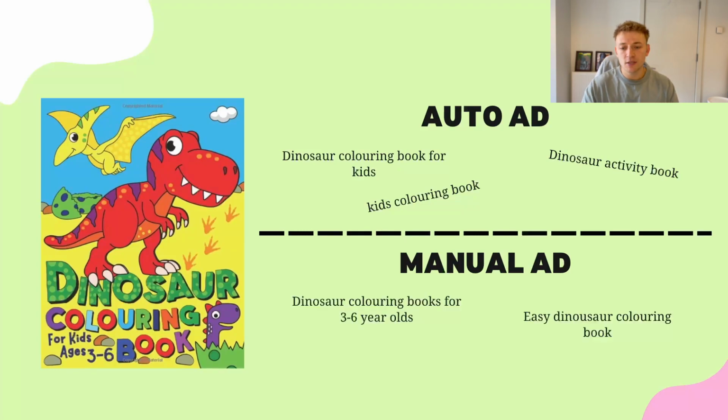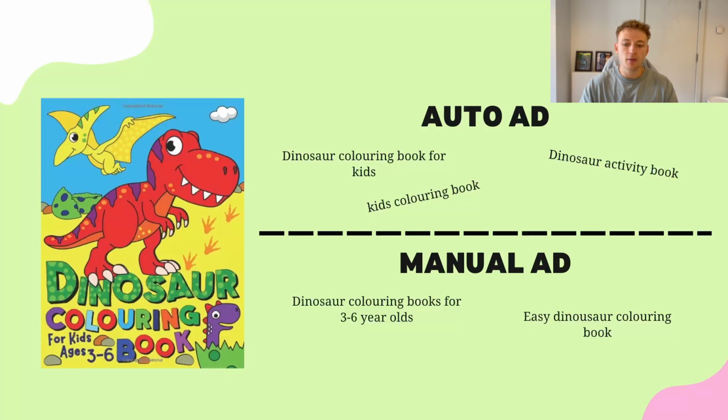On the flip side, if you do a manual ad, you can be a little bit more granular with what you're choosing to do here. So for example, you could target specifically the phrase dinosaur coloring books for 3 to 6 year olds, because that's ultimately exactly what your book is targeting, or something like easy dinosaur coloring book. Because it's for younger kids, I'm assuming it's going to be an easy coloring book. So you could target specifically the keyword easy dinosaur coloring book.